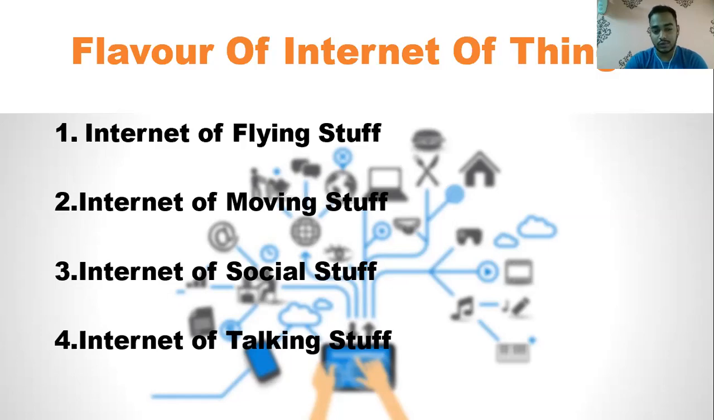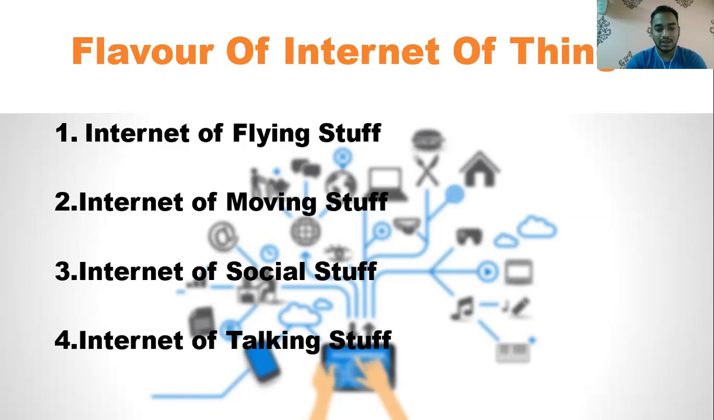I think many students have an iPhone. In that iPhone there is a personal assistant, that is Siri. Siri is the best example for the Internet of Talking Stuff. So what does Siri do for us? Siri is a personal assistant which helps to find a route, to call anyone, and to do the task that the user requires.